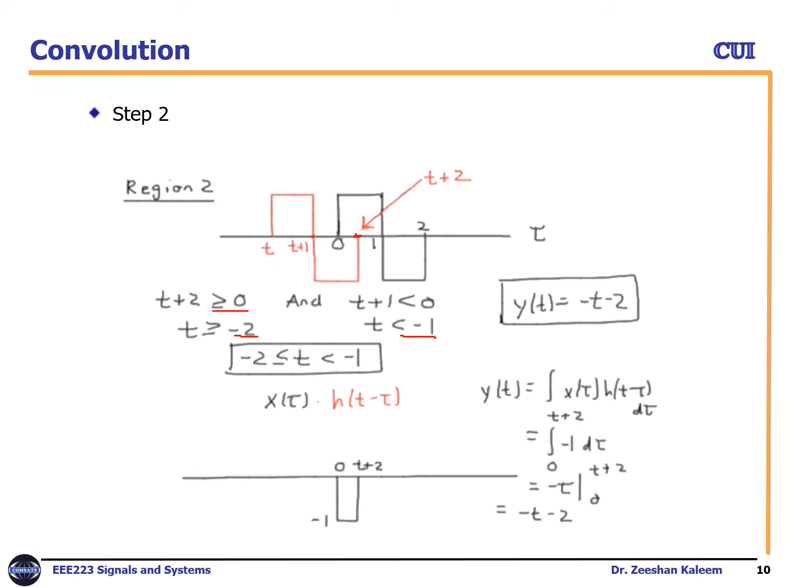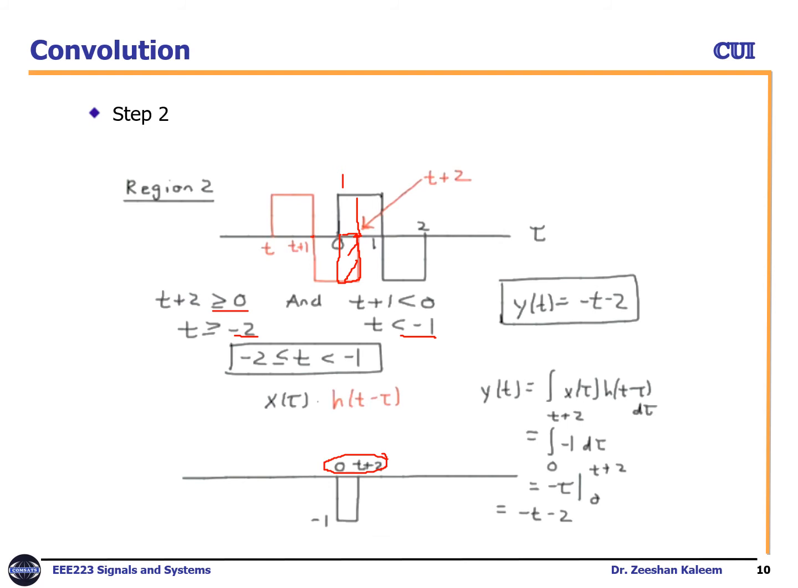So now let's convolve. To convolve, there should be overlap. In this case, we have only one overlapping region, this one. The amplitude here is minus 1, whereas the amplitude here is 1, so 1 into minus 1 gives you a minus 1. So from 0 to t plus 2, you have an overlap.